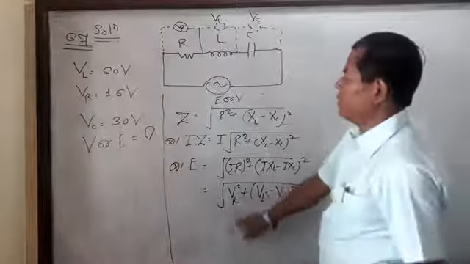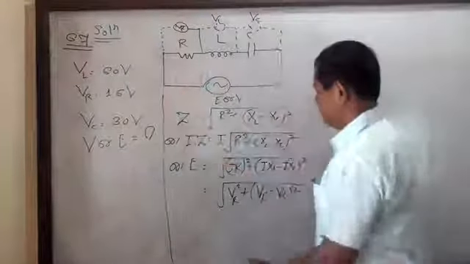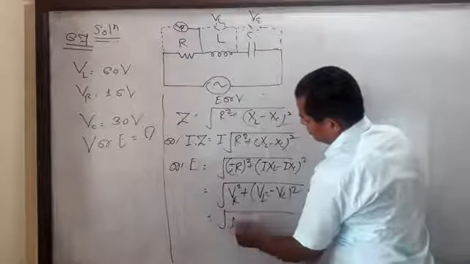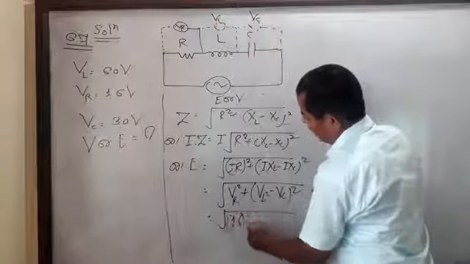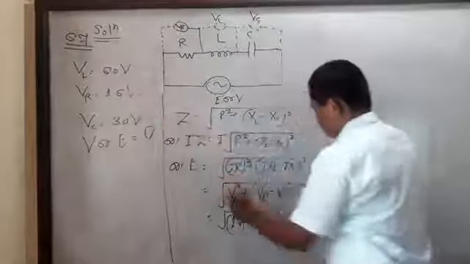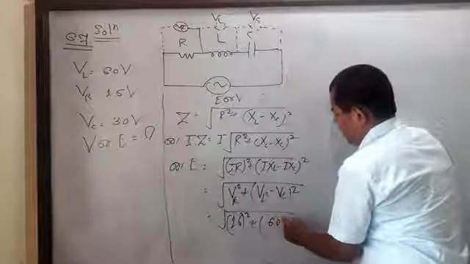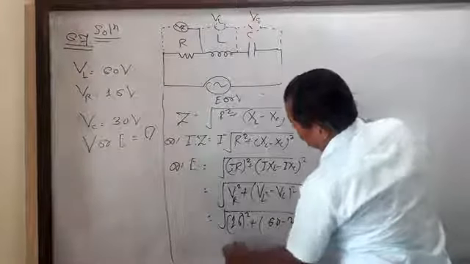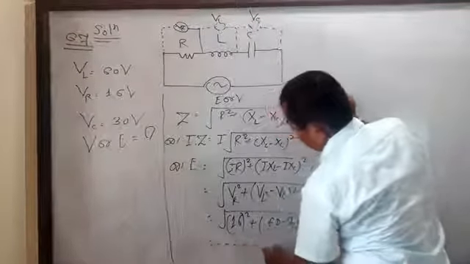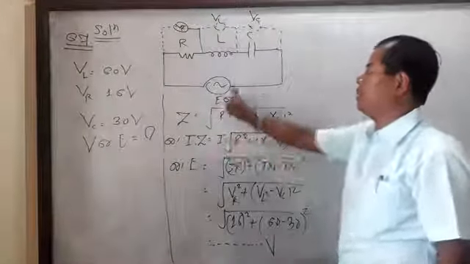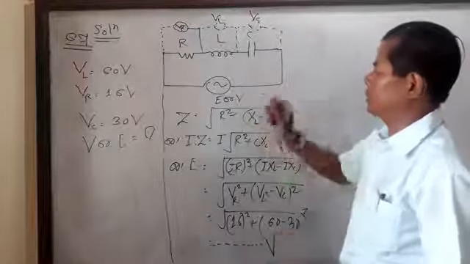VR has the value 16 volt, so 16 whole square plus (VL minus VC) whole square, where VL has the value 60 volt, minus 30, whole square. Use this equation and find the value of the voltage. This is the applied EMF or applied voltage. The first answer is this much.